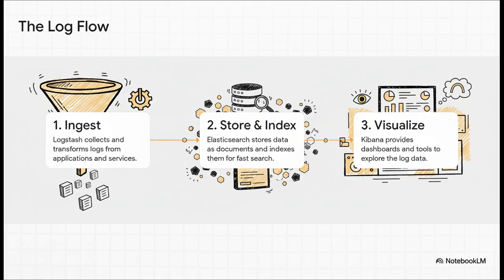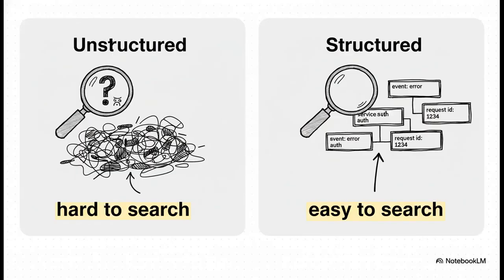First, Logstash, or a beat, ingests the log from its source and, if needed, transforms it. Second, that processed data gets sent over to Elasticsearch, where it's stored and indexed to be super searchable. And third, you hop into Kibana to query all that data and visualize the results, turning raw text into a clear story.